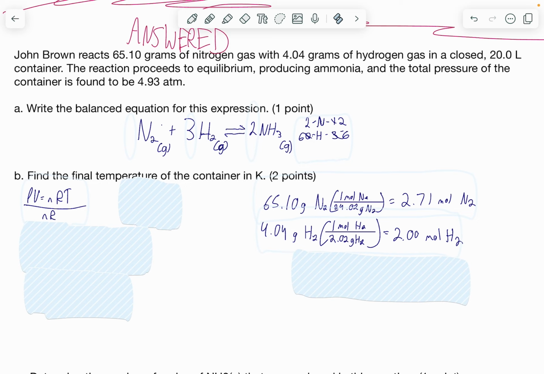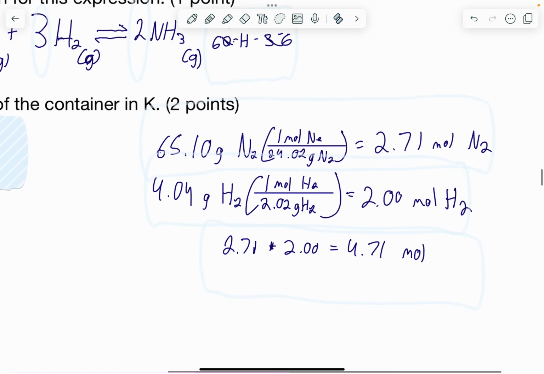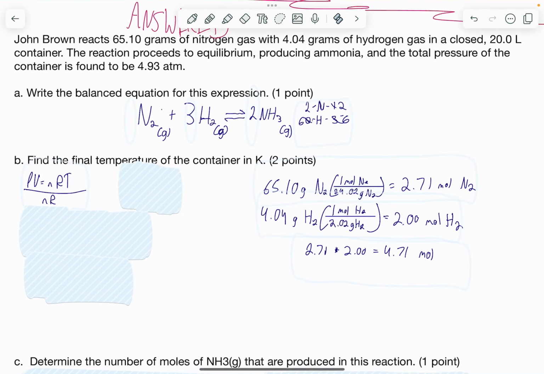65.10 grams of N2. The molar mass is 28.02, because you multiply the molar mass of nitrogen by 2, as there are 2 atoms, and then you get 2.71 moles of nitrogen gas and exactly 2 moles of hydrogen gas. So that gives you in total 4.71 moles. That will be your n.